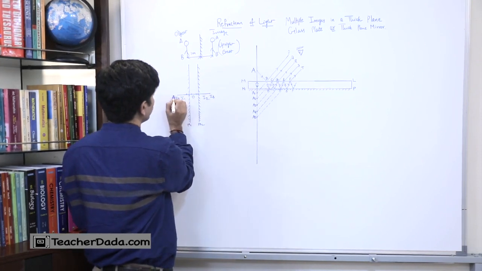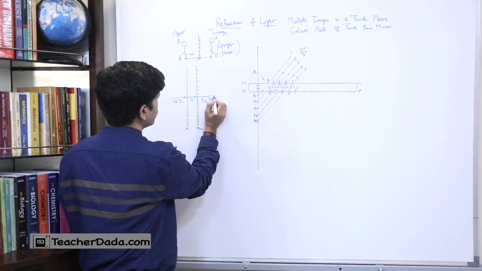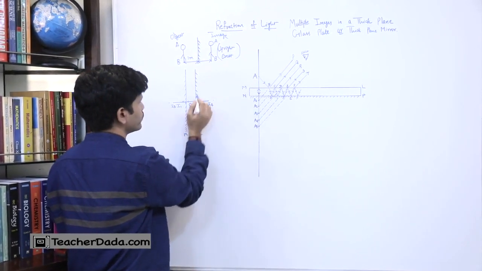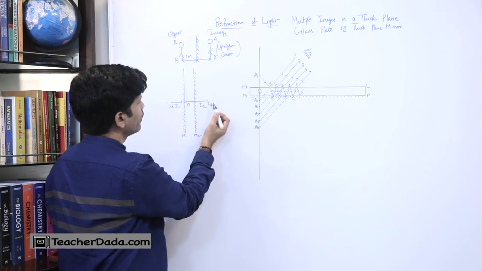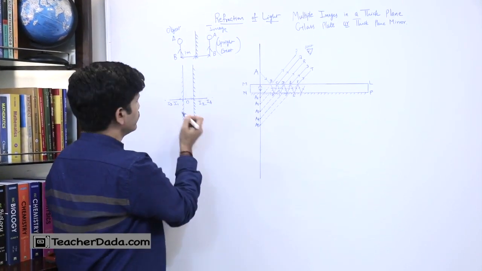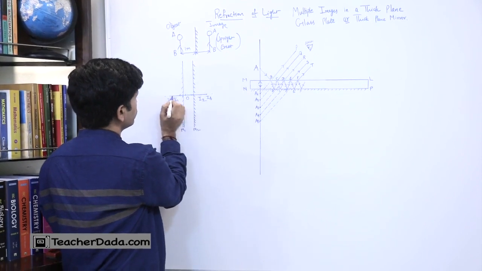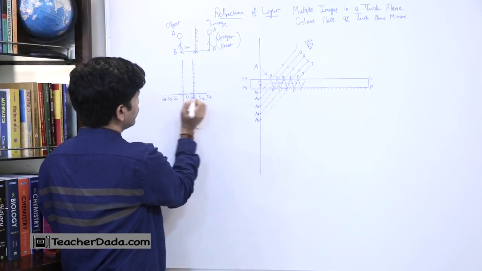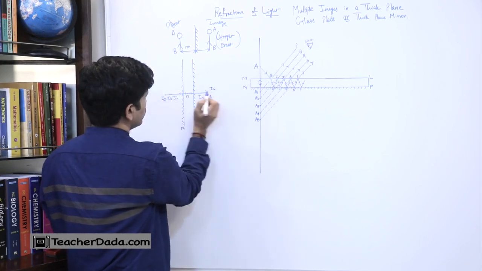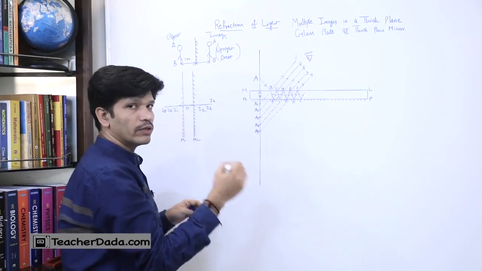So it will keep happening. Again, if these are acting as virtual objects, suppose I3 is acting as a virtual object for the mirror M2 and I4 is acting as a virtual object for the mirror M1. So again we will have two more images, and that will be I5 and I6. So I can write over here again. The same thing will happen.